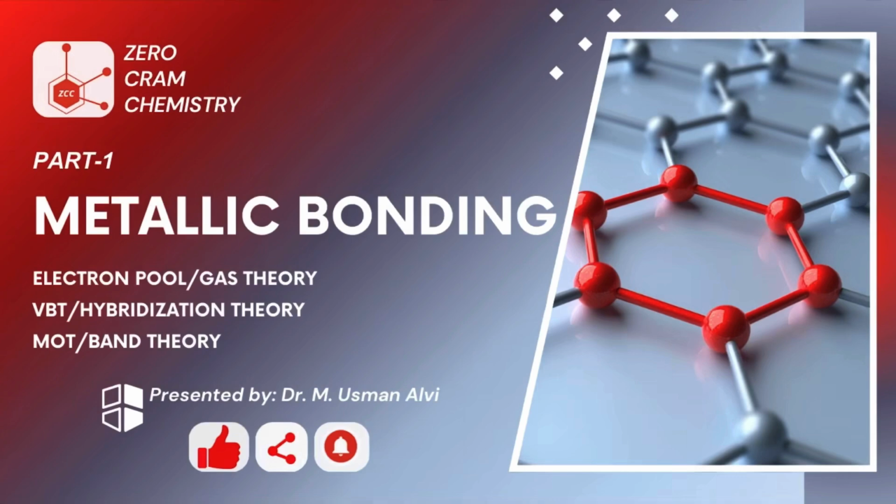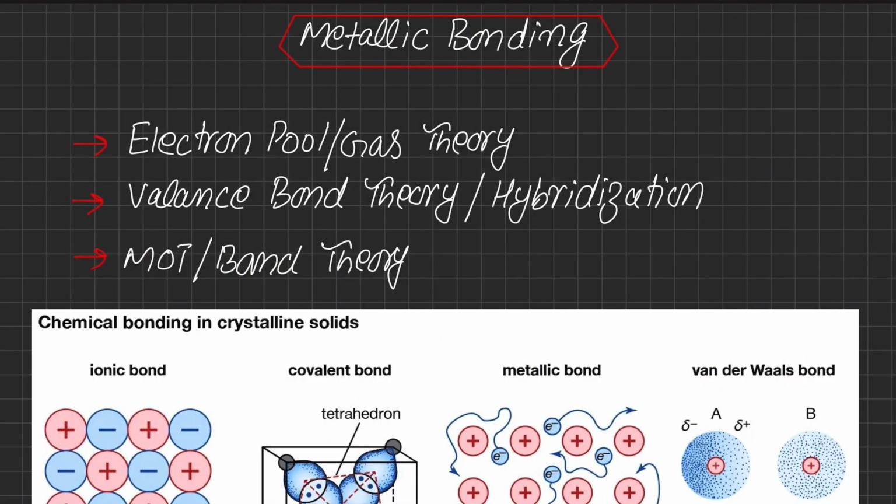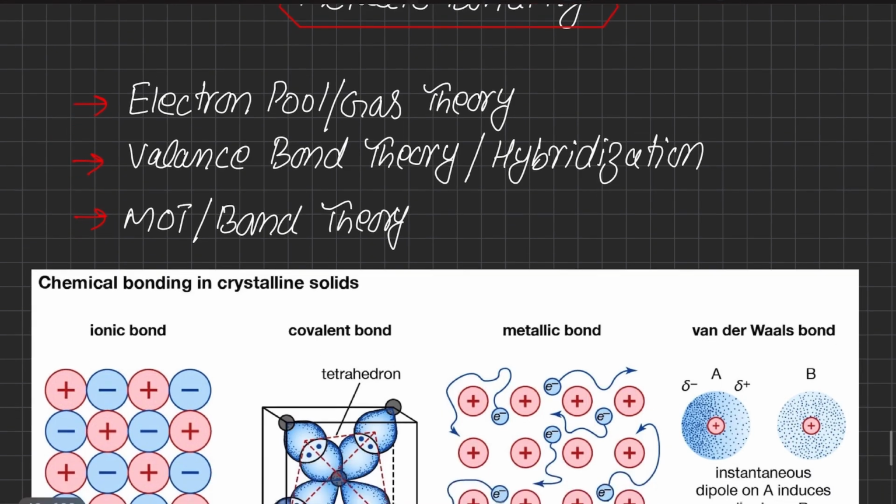So today's lecture is about metallic bonding, and we will explain this type of bonding by using the electron pool or gas theory, VBT or hybridization concept, and MOT or band theory. Metals are already a solid type of material, but we cannot explain the bonding in metals by the usual casual theories. So we take the help of special theories such as electron pool or gas theory, valence bond theory or hybridization theory, and MOT or band theory. Collectively, all these theories explain the type of bonding which exists in metals.